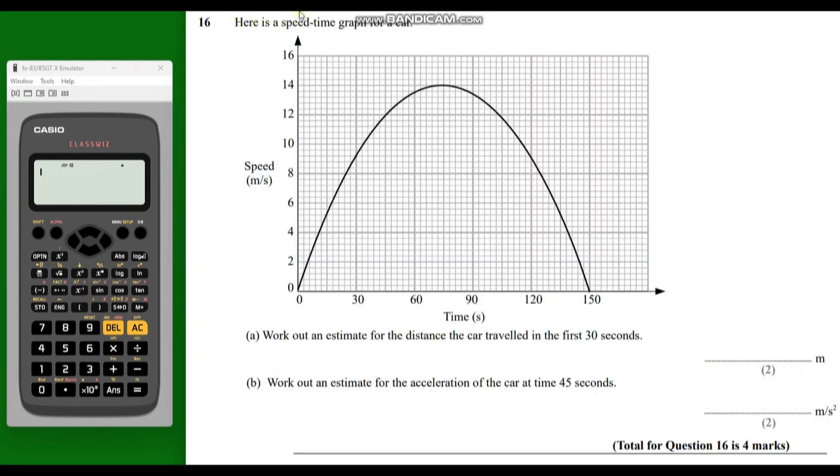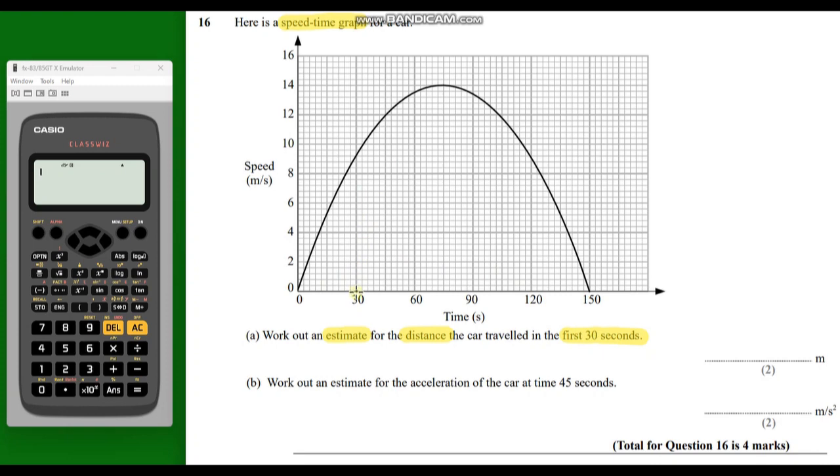Question 16. Here is a speed time graph for a car. Work out an estimate for the distance the car travelled in the first 30 seconds. Now, whenever you're asked to calculate the distance on a speed time graph, you're always looking at the area under the curve. But you're not looking at the whole area, because that goes from 0 to 150 seconds. You're only going to be looking at the first 30 seconds.